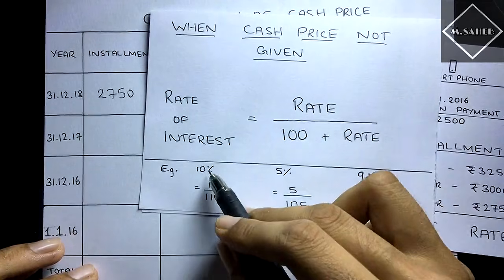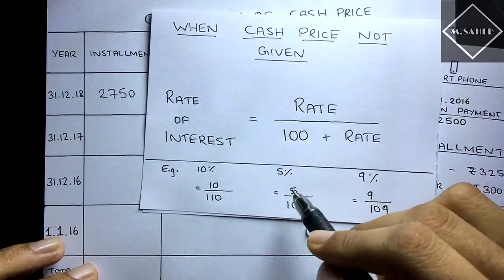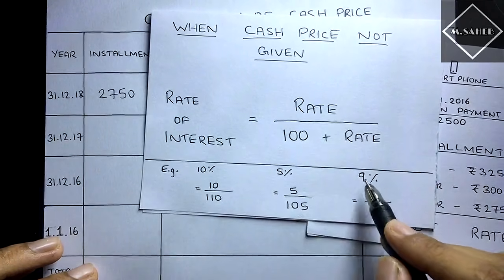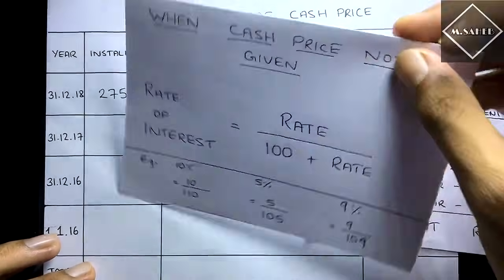For example, if it is 10%, in this case 10 divided by 110. If it is 5%, 5 divided by 105. If it is 9%, 9 divided by 109. Simple, right? Yeah, you got it.